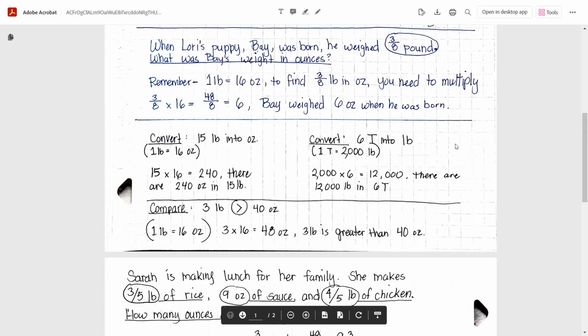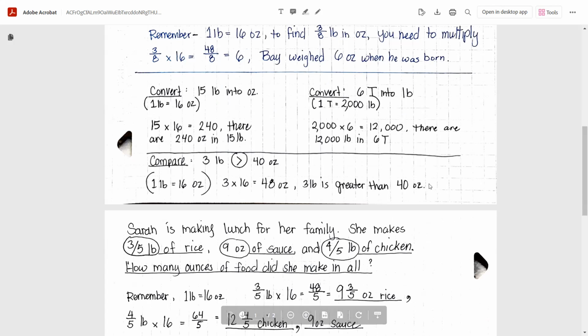Now, if I'm going from tons to pounds, 1 ton is equal to 2,000 pounds. So 6 tons is going to be 2,000 times 6, which is going to give me 12,000 pounds in 6 tons.